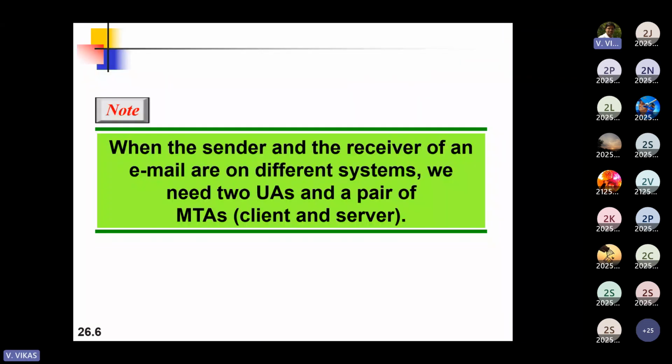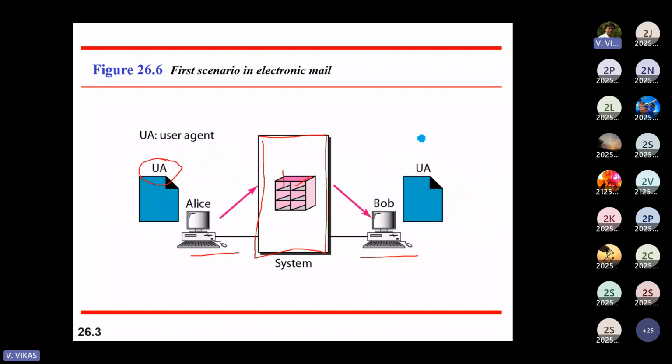Okay, I'm just recalling all these things in the first scenario, what we are doing. In the first scenario, as we discussed, the sender and receiver of emails are users who are on the same system. That means you are directly connected to a shared system wherein both your mail and the other person's mail are on the same shared system.